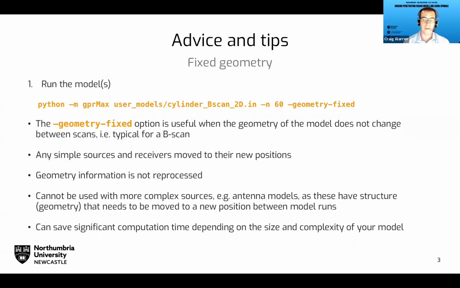And as I say, if that's quite a time-intensive process, then doing that 60 times can add up to a significant chunk of time. So by using the geometry fixed argument, gprMax basically builds that geometry once for the first A scan, and then just reuses it for all of the other model runs. And the only thing it changes in those model runs is the position of the source and receiver. So as I say, that can improve the performance of your model if that build stage is particularly time intensive, if it takes quite a long time to do that.